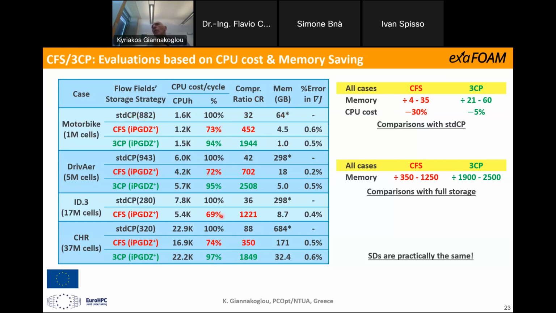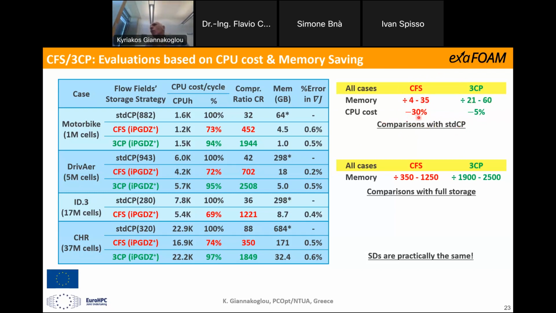There is no reason for you to stick with this table, though the table is here for you. I have summarized everything here on the right. If we compare the 2 new algorithms with standard checkpointing, you will realize that the memory has been divided by more than an order of magnitude, depending on the method, with CFS between 4 and 35, with 3CP by 20 up to 60.